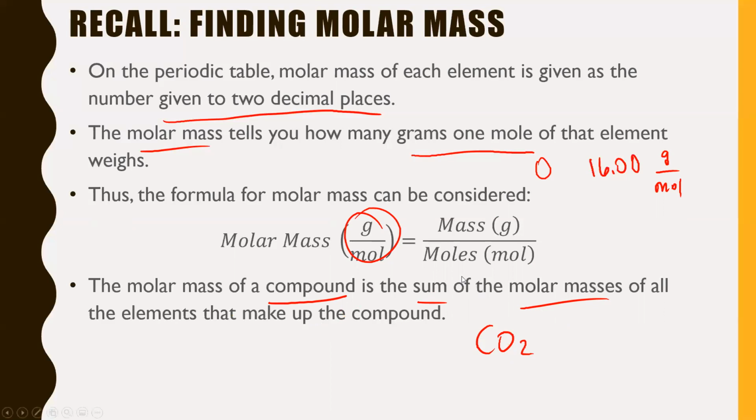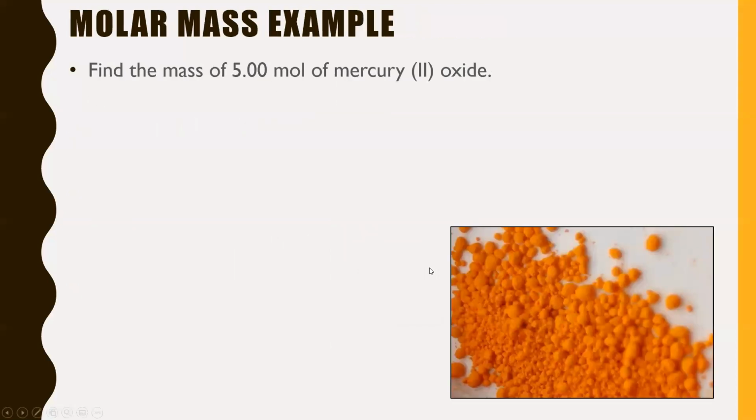All right, that's kind of enough me blabbering on again today. So we're going to do a few examples. This one's not in your data booklet. This is just an example dealing with molar mass, not even with the molar volume stuff we've done. What I want to ask you, this is something I would have asked you a few weeks ago as well when we first learned this, is find the mass of 5.00 moles of mercury 2 oxide.